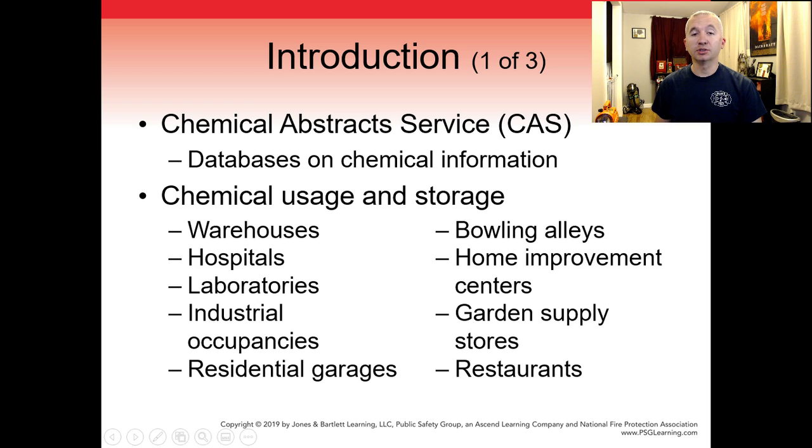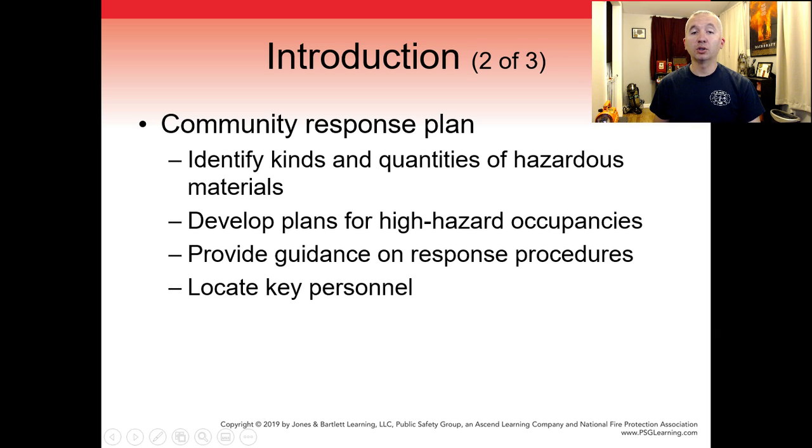Chemical Abstract Services: databases on chemical information. Chemical usage and storage can come from warehouses, hospitals, laboratories, industrial occupancies, residential garages, bowling alleys, home improvement centers, garden supply stores, and restaurants. With the community response plan, we need to identify the kinds and quantities of hazardous materials, develop plans for high hazard occupancies, provide guidance on response procedures, and locate key personnel.